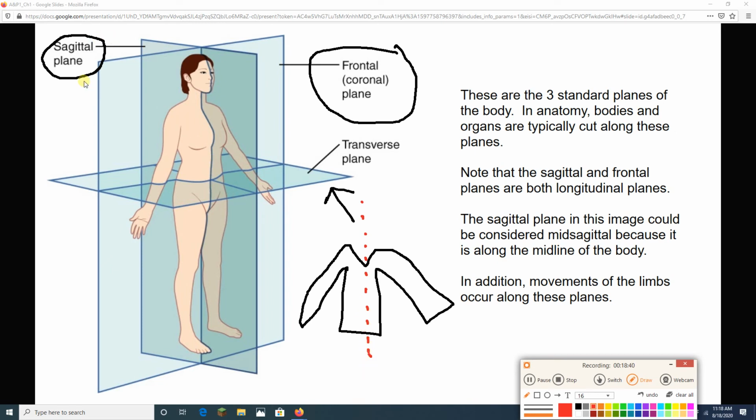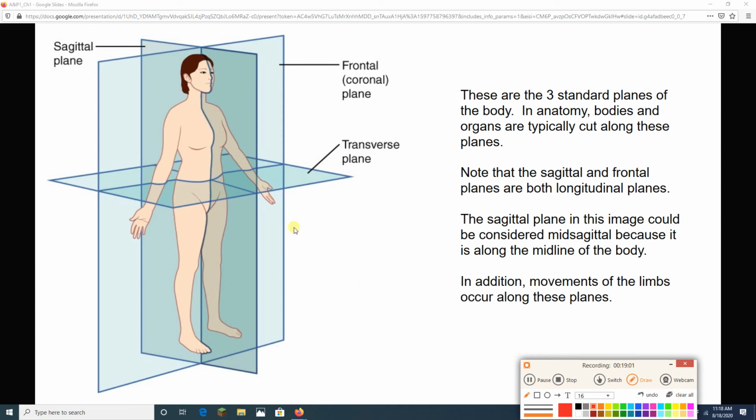Well, if you shouted out sagittal, you are correct. What if we made a cut like this? That kind of cut would be transverse. Awesome. All right, let's get rid of all this mess here. We got 3 basic cuts, 3 basic sections or planes. Notice that we like using multiple words to achieve the same goal.